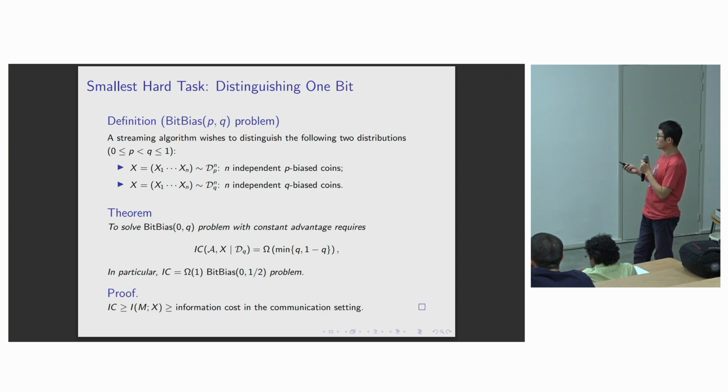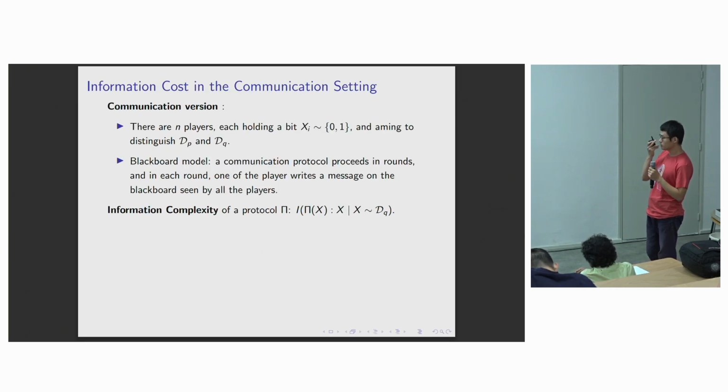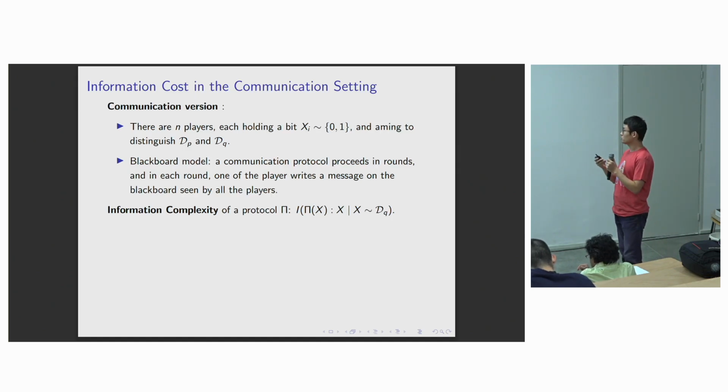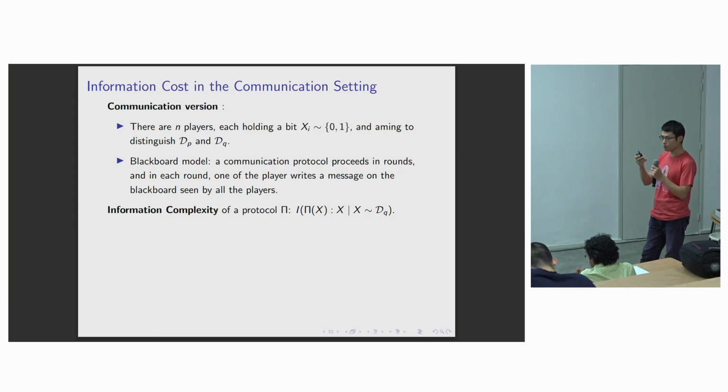The proof idea is that we prove a lower bound on the information cost in the communication setting. In the communication setting, there are n players, and each player holds a bit, xi. They want to distinguish whether the xi are p-biased or q-biased. The communication protocol proceeds in rounds, and in each round, one of these players writes a message on the blackboard, and this message can be seen by all the players. The information cost in the communication setting is defined as the mutual information between these messages and the input x.